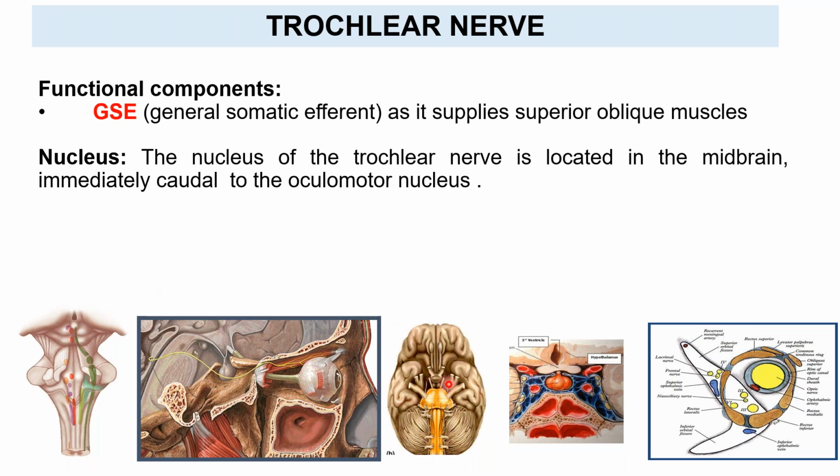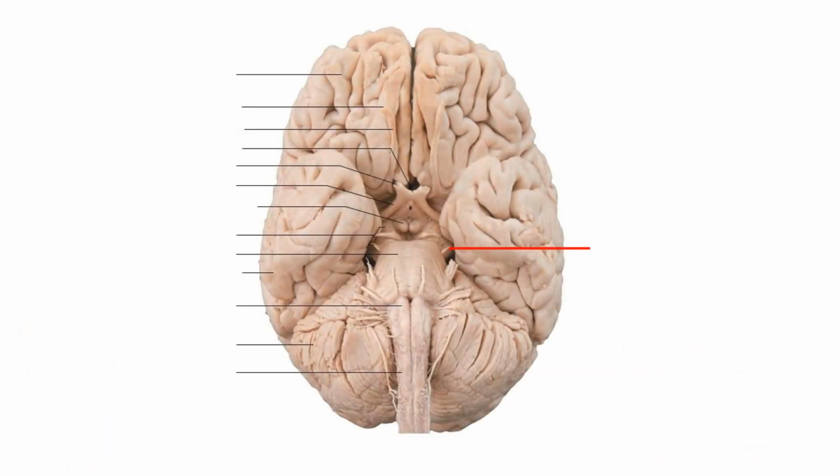Then it courses into the superior orbital fissure, comes out from the base. How it is related to the cavernous sinus and how it comes into the superior orbital fissure, we'll see. So in this picture you can see the midbrain, the pons and the medulla. Medial to the crus cerebri was the oculomotor nerve, and lateral to it, coming from the posterior aspect, is the trochlear nerve on both sides.